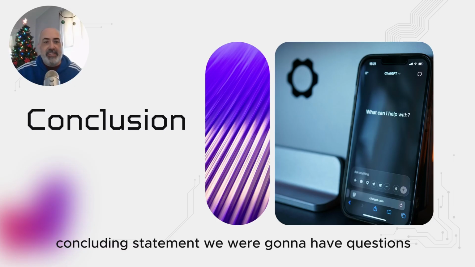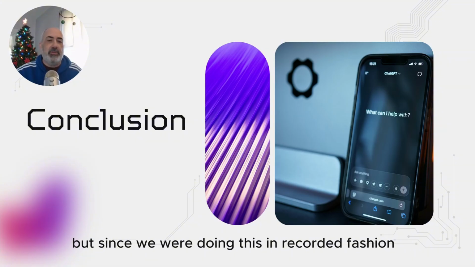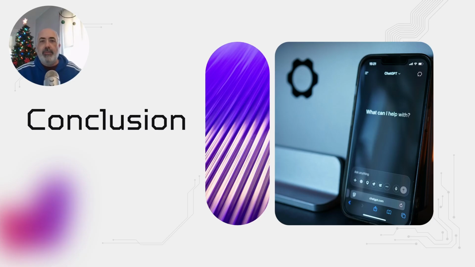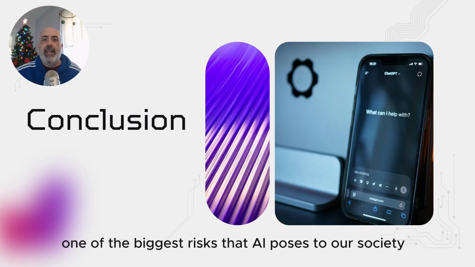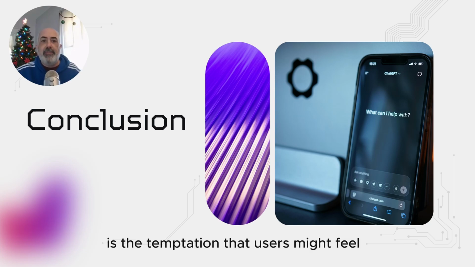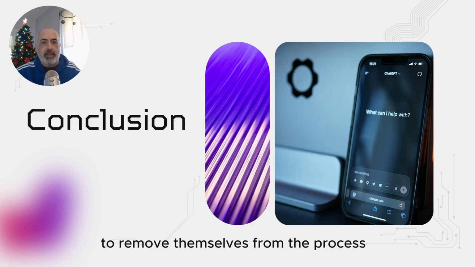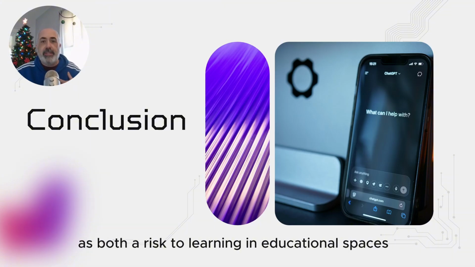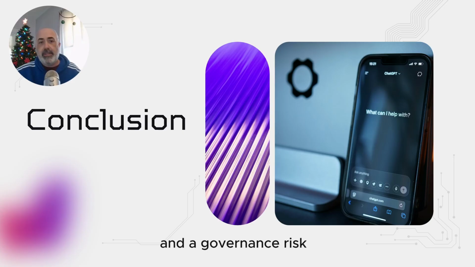All right, concluding statement. We were going to have questions, but since we're doing this in recorded fashion, I thought maybe a concluding statement would be the right choice here. One of the biggest risks that AI poses to our society is the temptation that users might feel to remove themselves from the process. In other words, to take AI responses just at face value. That's both a risk to learning in educational spaces and a governance risk in business and government spaces.